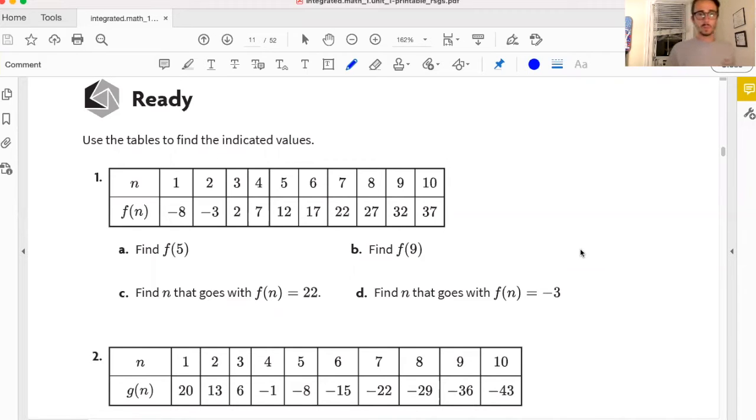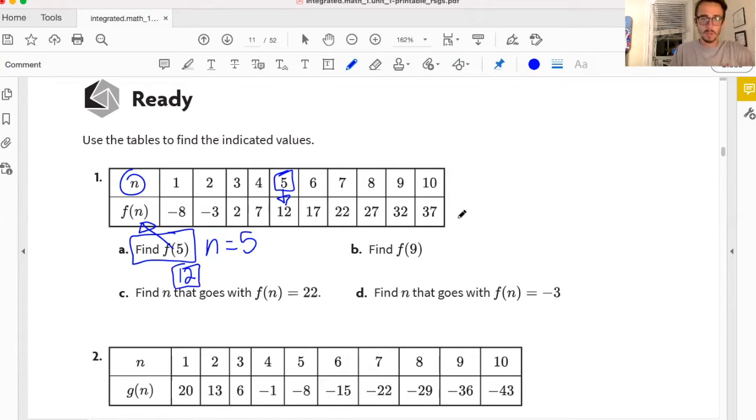Let's kick this off. We're using tables to find indicated values. This has us finding f of 5. This notation we've seen a little bit before. This is saying that there's some function f of n, and these are all the values that are a part of it. It wants us to find f of 5, so where n is 5. Wherever n is 5, just tell me that outcome. Don't say that your answer is 5. Say that it's the outcome if n was 5. So your answer here is the number below, which is 12.